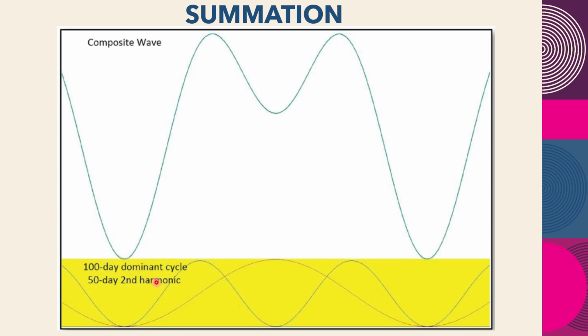Synchronicity means cycle lows tend to bottom in tandem. Here, two cycles tend to bottom together, which is called synchronicity.